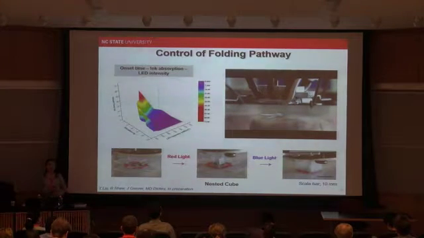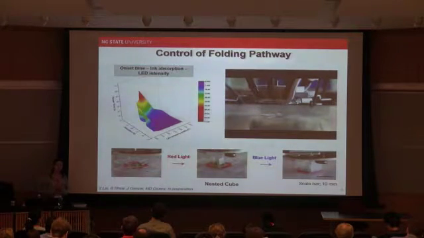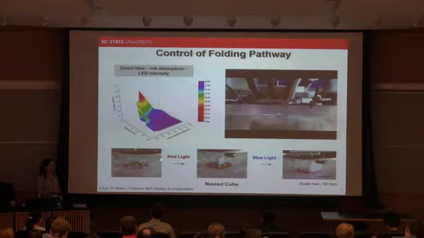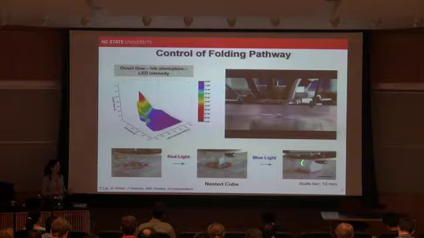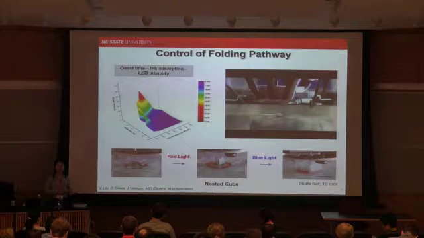Inspired by this, you can achieve a lot of complicated structures, such as nested cubes. The small box with a green hinge will fold first if you use the red LED, and then the bigger orange box outside will fold later using the blue LED.